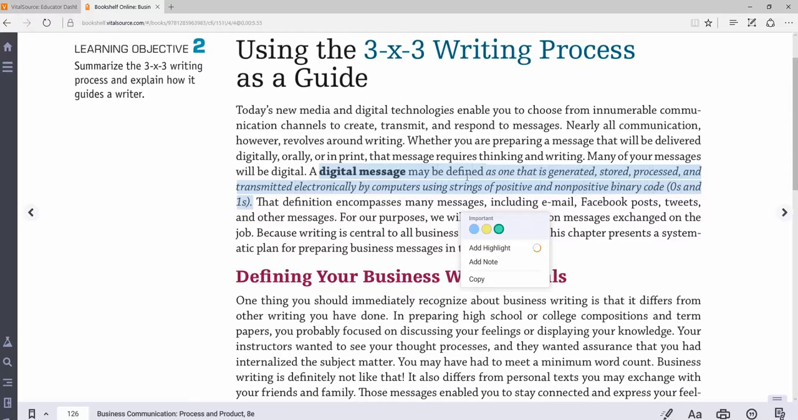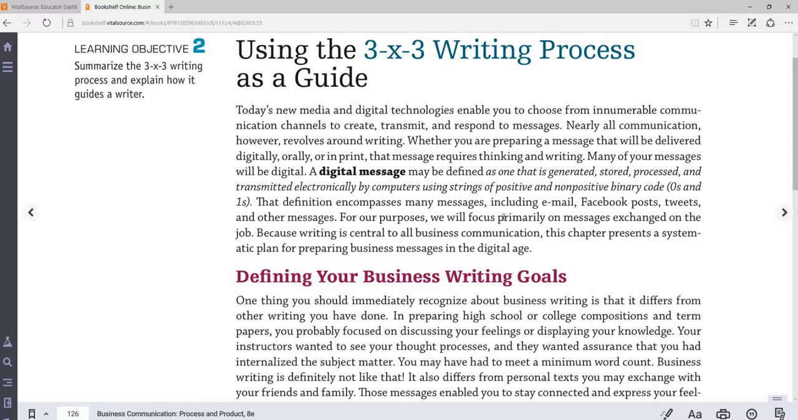All right. A digital message may be defined as one that is generated, stored, processed, and transmitted electronically by computers using strings of positive and non-positive binary code. Binary means two, so the code is all 0s and 1s. It's kind of a weird thing to do, but if you ever want to look at it, you can just do a Google search and find it. That definition encompasses many messages, including email, Facebook posts, tweets, and other messages.